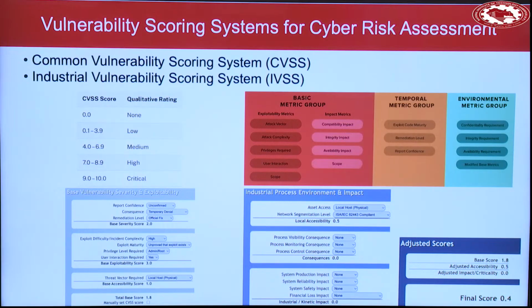You also need to consider environmental factors in terms of the industrial process environment and impact. You need to consider which environment and which sector we are talking about, what kind of devices and processes are there, and what the criticality level of those processes is, and their sequence. They also have something called local accessibility. It looks at what kind of devices and assets might have access, so if there's an attack, what they can access.